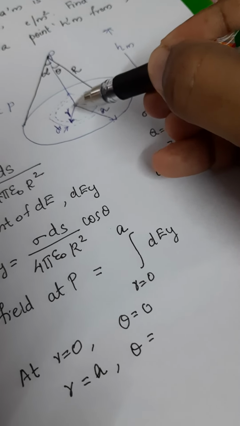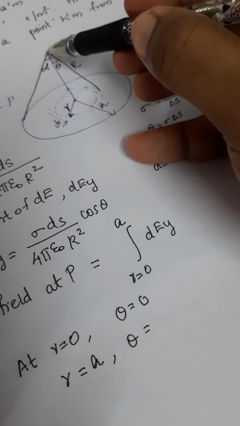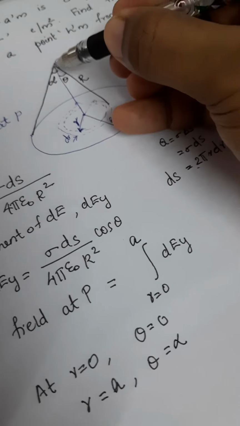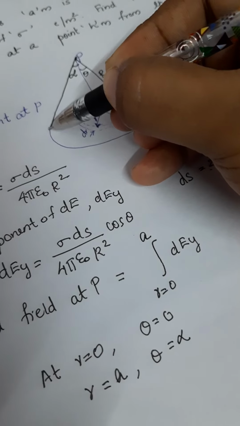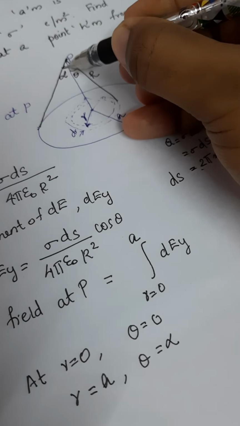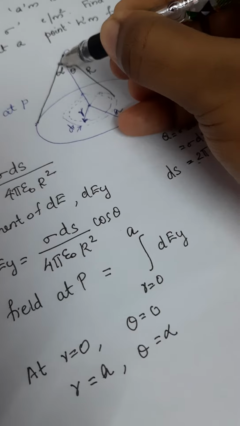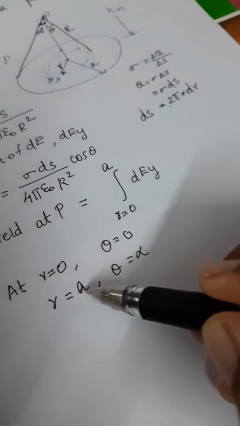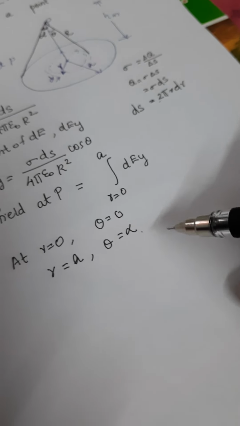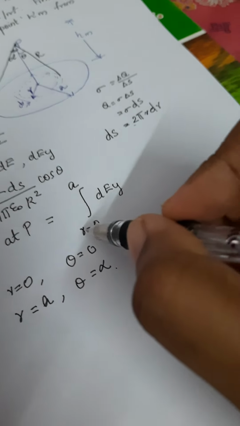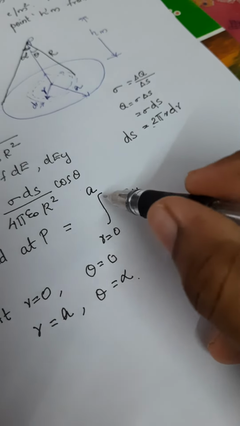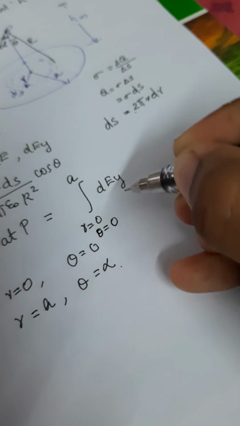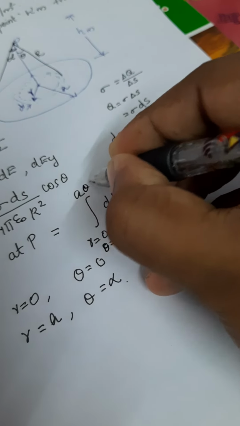At r equal to a, meaning the total radius is a, the angle theta is alpha, because from this point to the whole circular disc, the angle with the vertical axis is alpha. So when radius r changes to a, theta is also equal to alpha. So here also we can substitute: if we vary r from 0 to a, the integration varies from theta equal to 0 to theta equal to alpha.